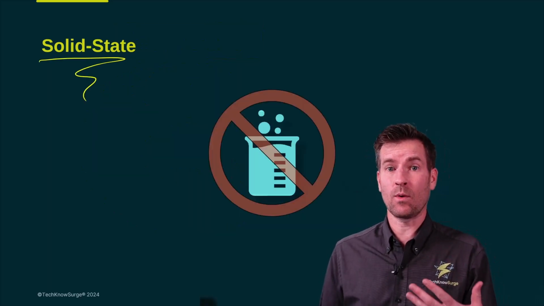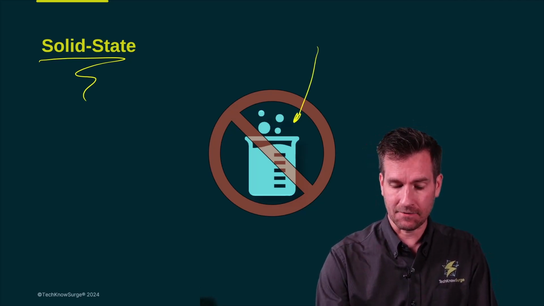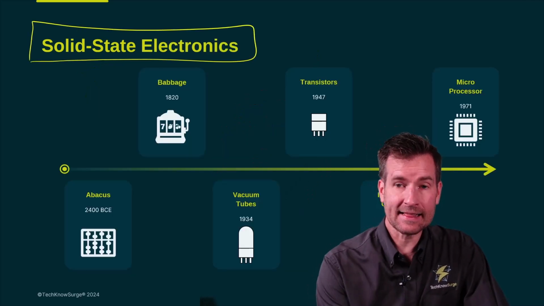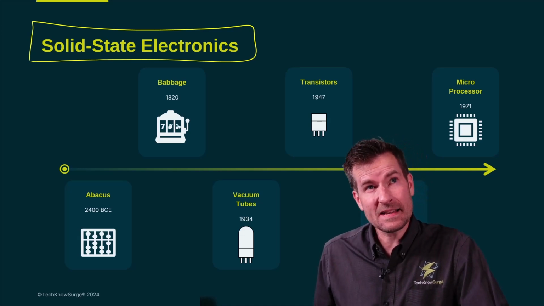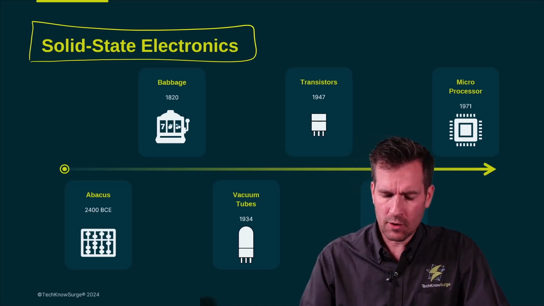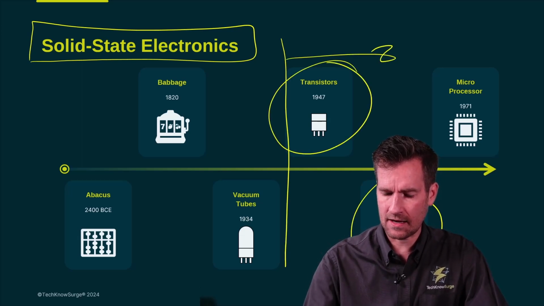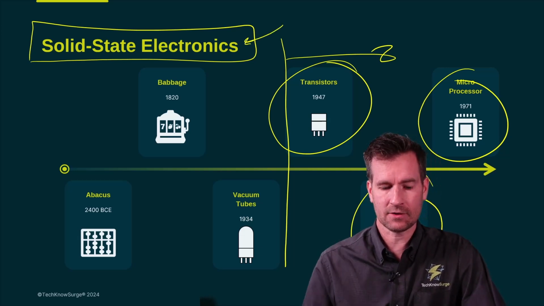So what is solid state? Well, let's just start out with the general sense of the term. The general sense of the term means it's not a fluid or a gas, that it is a solid. Solid-state electronics is a little different in its concept. It just essentially means that it doesn't really have moving parts. It's really anything that comes after the transistor. So we've got the transistors, the integrated circuits, the microprocessors. Those are all solid-state electronics.